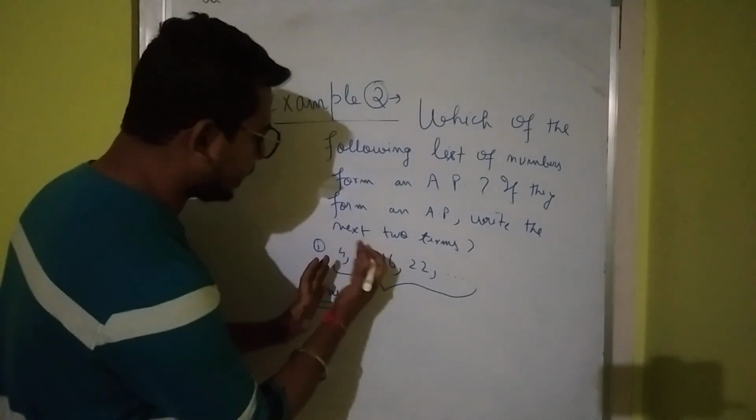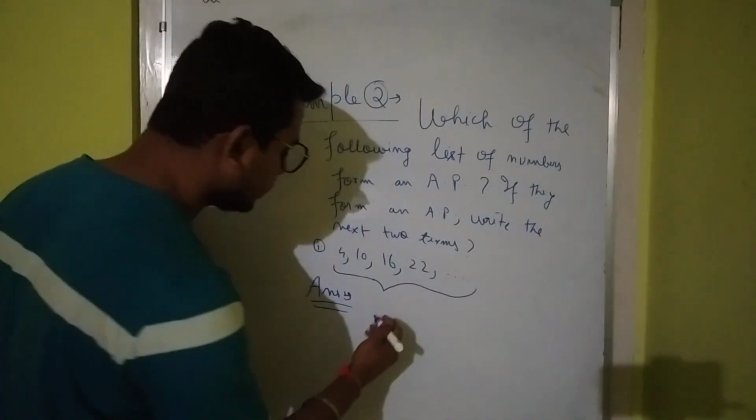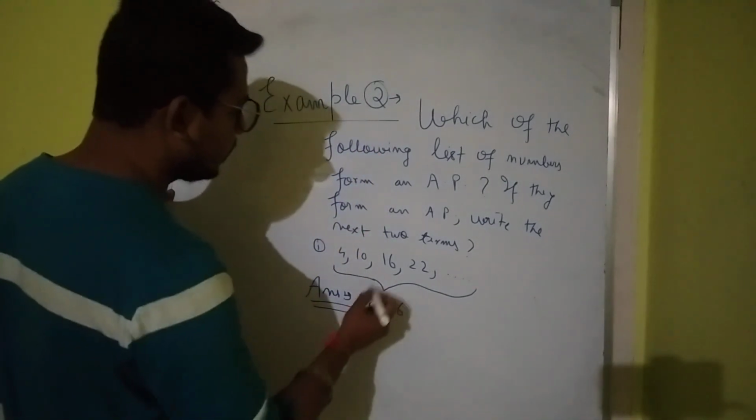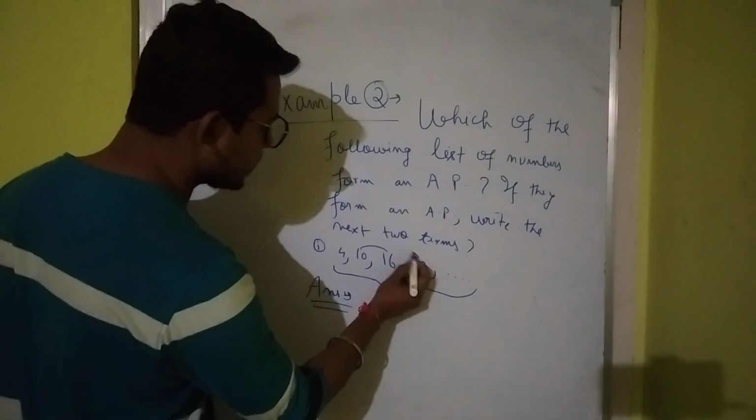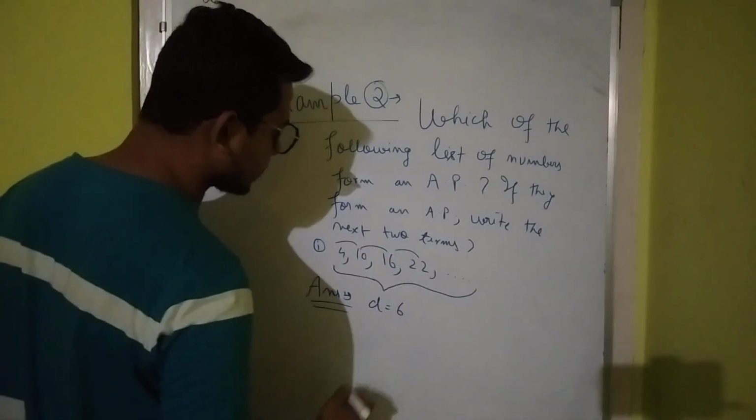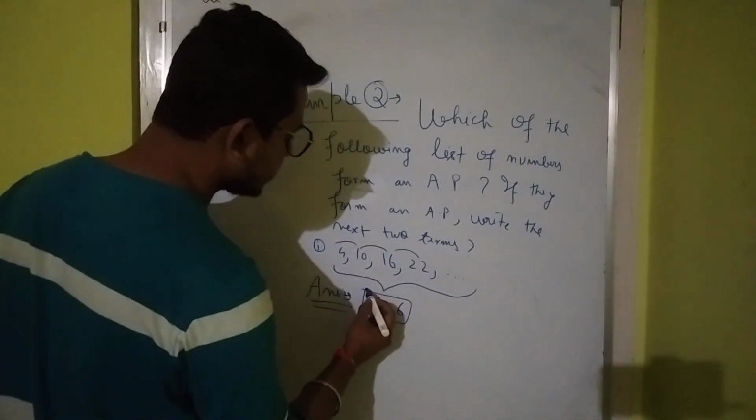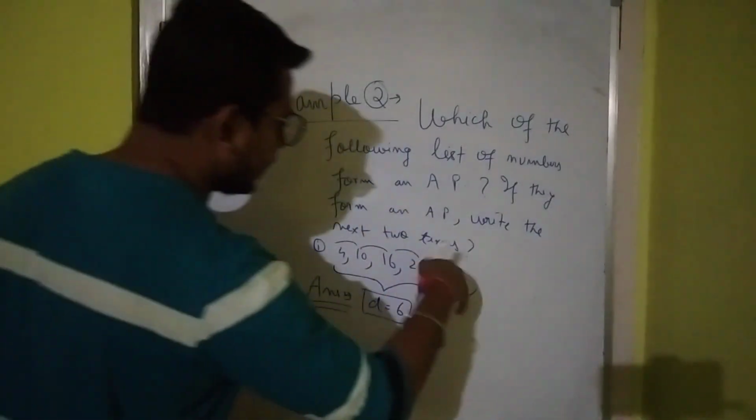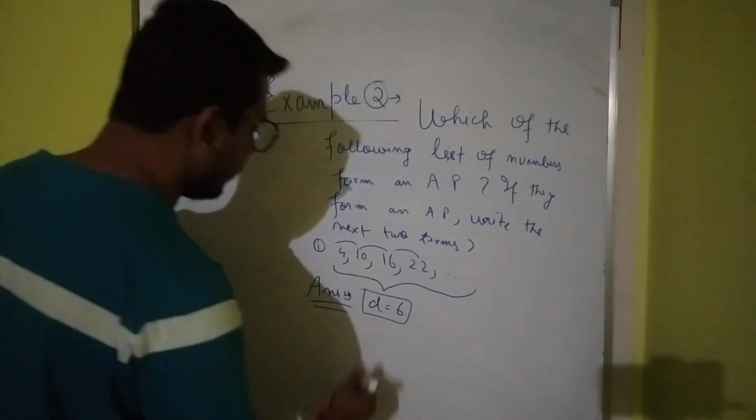So देखो, 10 minus 4 is 6, right? So the common difference is 6. Here is also 6, this is also 6, this is also 6. इसका मतलब है this forms an AP. अब next two terms को कैसे निकालें?